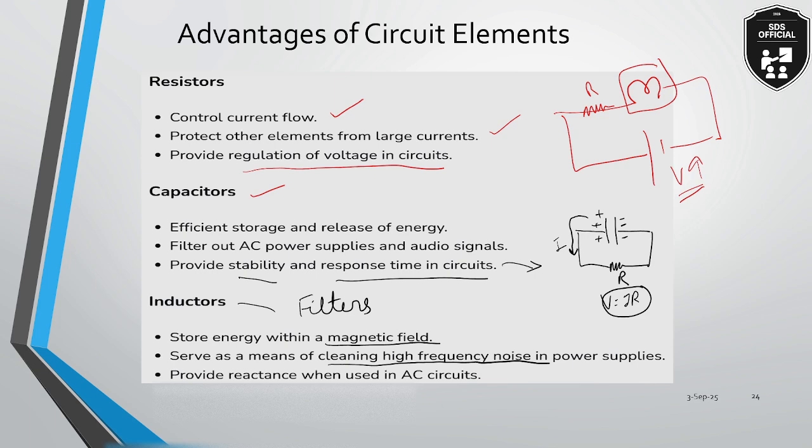Okay. So next is it provides reactance when used in AC circuit. What is the reactance? Just as resistors offer opposition to the flow of current, the opposition offered by the inductor is known as reactance. It stores energy in the form of magnetic field, and that energy can be utilized in a way which is known as reactance. Is that clear?